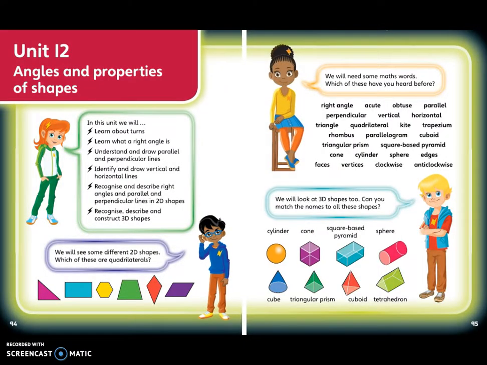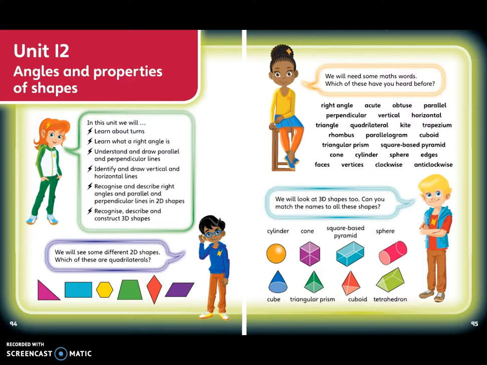In our new unit, Unit 12, we're going to be looking at angles and properties of shapes. In this unit we're going to learn about something called turns and how they link with this idea of angles, which we can then move on to start naming. So we've got the idea of a right angle.